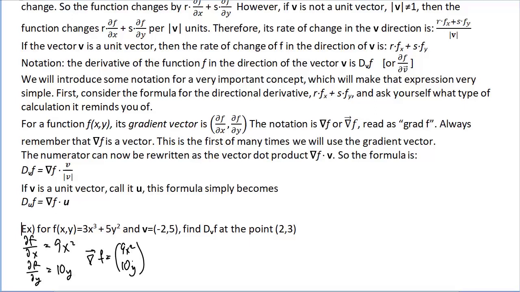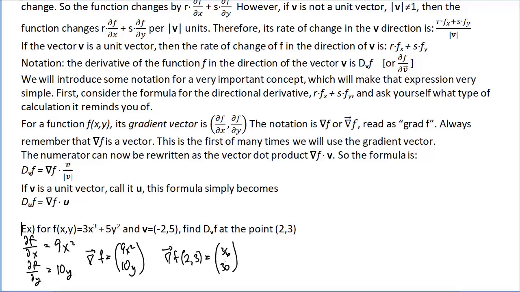Now, we also are interested in what's happening specifically at the point 2, 3. So the gradient of f at the point 2, 3 equals, so plug it in, and we just get 36, 30. Okay, so there's our gradient at the point.